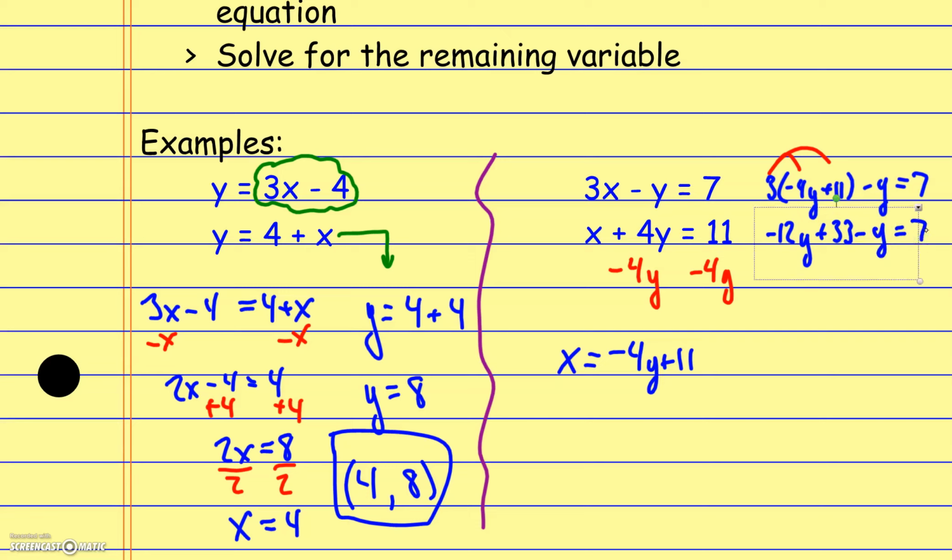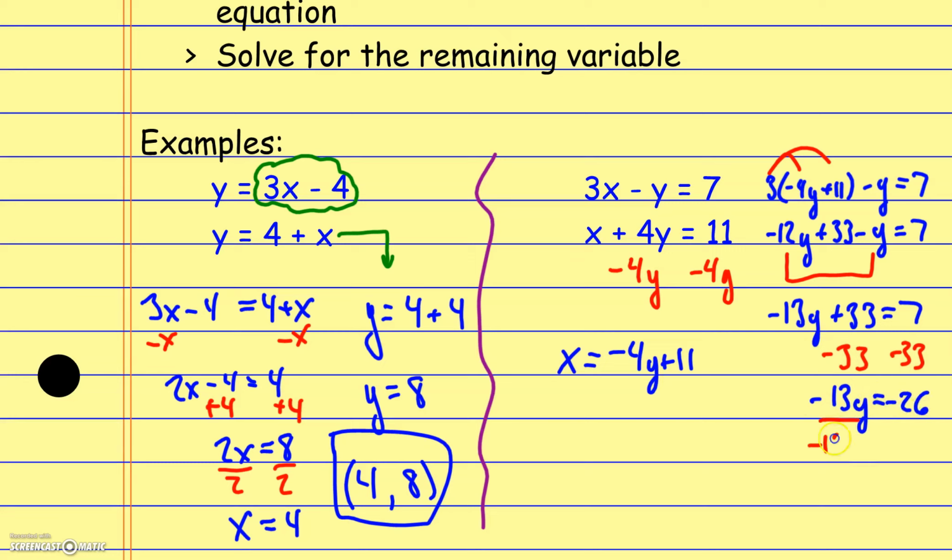And now I'm going to combine the like terms here. So I've got like terms, the negative 12y and the negative 1y. That gives me a negative 13y plus 33 equals 7. I subtract the 33 from each side. So I get a negative 13y equals a negative 26. I divide each side by the negative 13. And I find out that y equals 2.